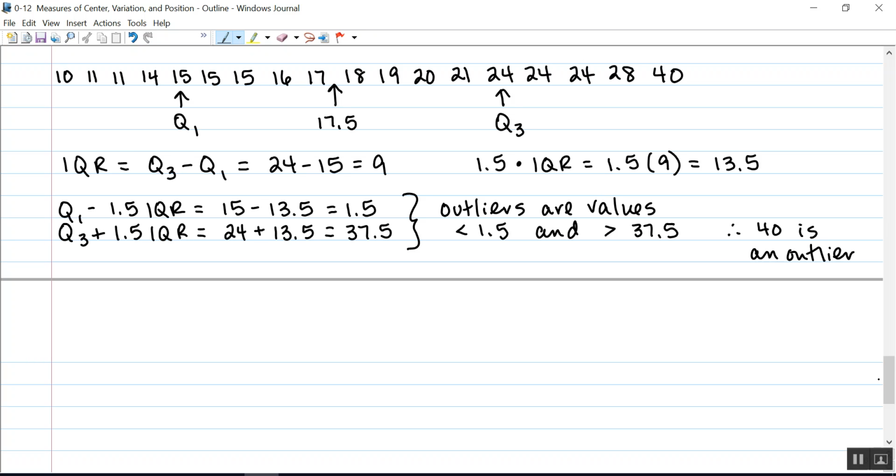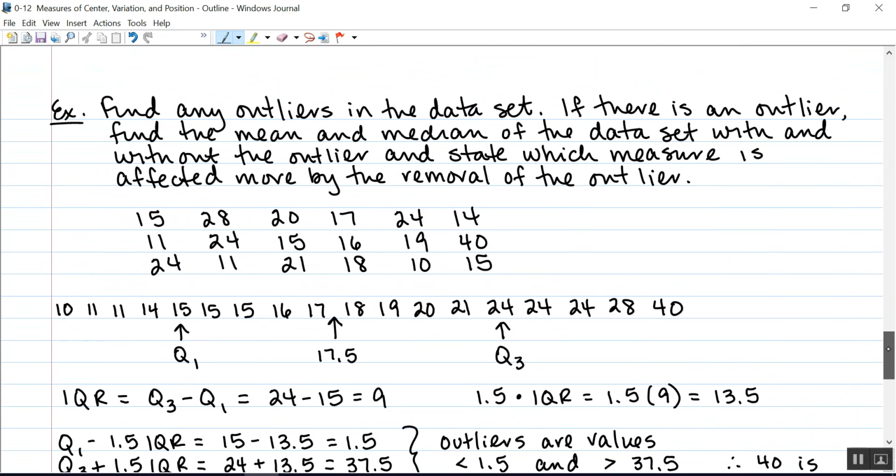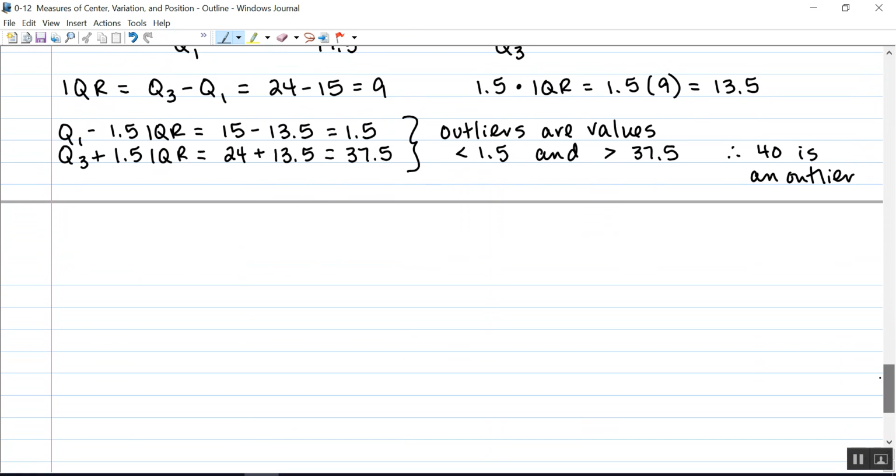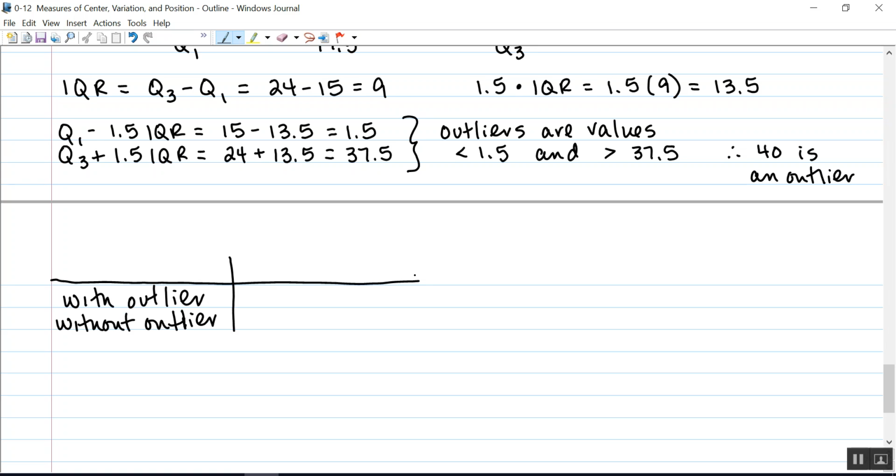Okay, now what we need to do, let's go back. So we had to do all of that to figure out if we had an outlier. That was the first question we had. Now it says if there is an outlier, which we do have, we need to find the mean and the median of the data set with and without the outlier. So let's do that. I'm going to make a little chart here. So here's with the outlier. And this is going to be without the outlier. And let's find the mean and the median.